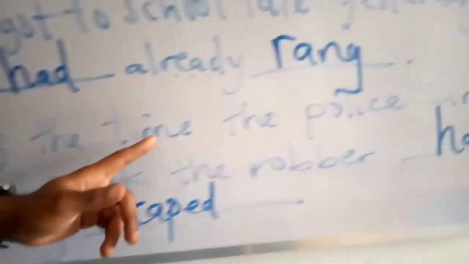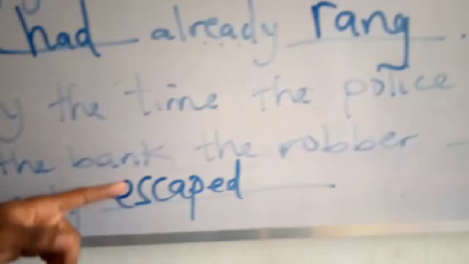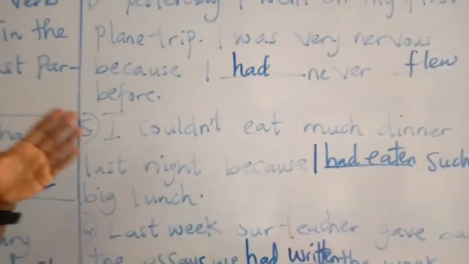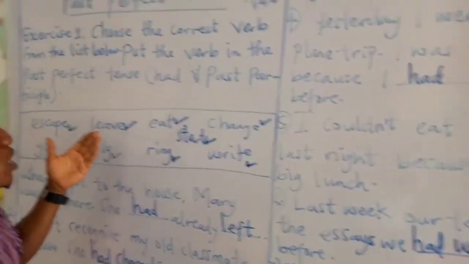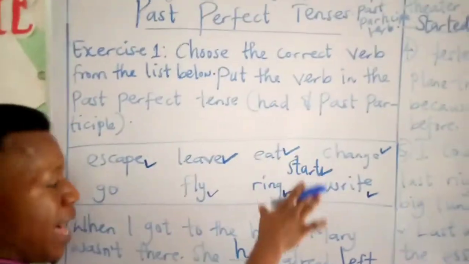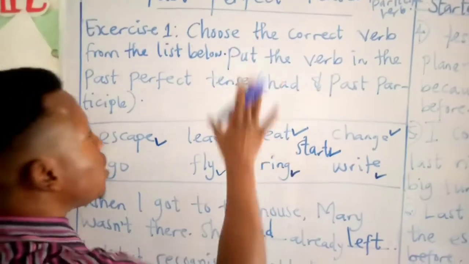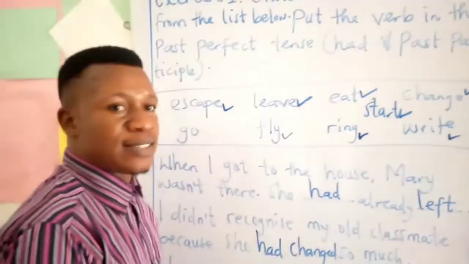By the time the police arrived at the bank, the robber had already escaped. So you can see it's very easy when you're making or constructing your sentences using the past perfect tense. Now, we are done with one exercise. We are going to be doing another exercise on this same topic, past perfect tenses.